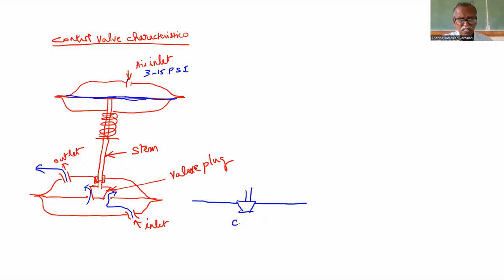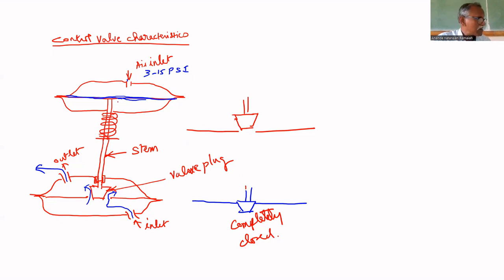Completely closed. If 3 PSI is given, its position will be like this, because 3 psi means it regained its initial position. If you apply 15 psi, higher pressure, it will come down and be completely closed. So it requires the air to close. That's why this type of valve is called an air to close valve.